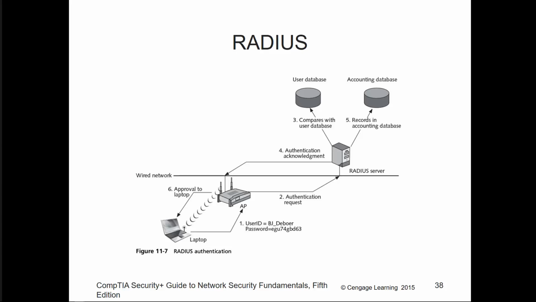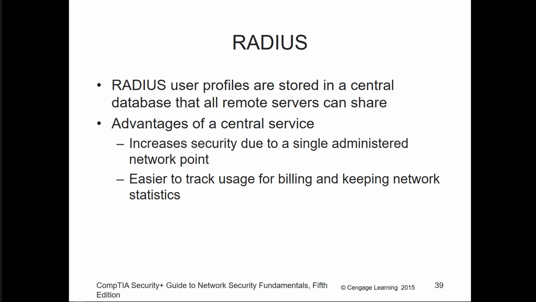You have a laptop, you connect to the wireless, you provide your username and password, the wireless access point sends it to a RADIUS server, and they check with an account server to verify that your username and password are correct. That RADIUS server is the intermediary between the access point and the account server that verifies your username and password. RADIUS user profiles are stored in a centralized database. If we're talking Windows, we're talking normally Active Directory.